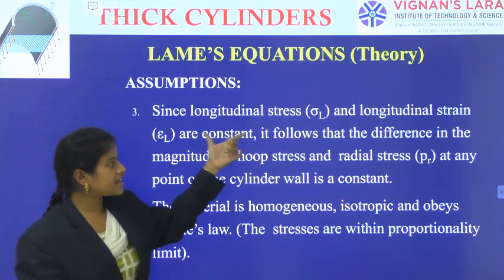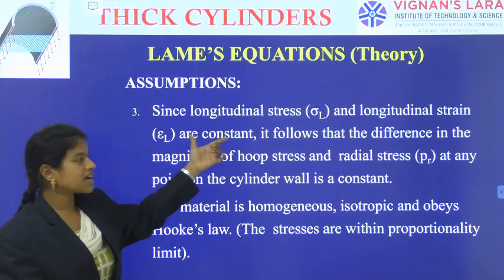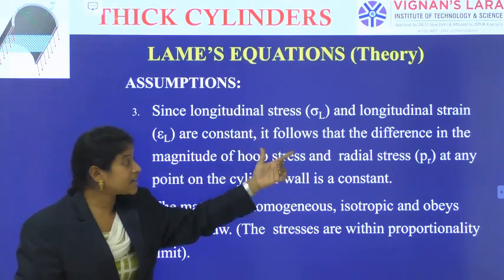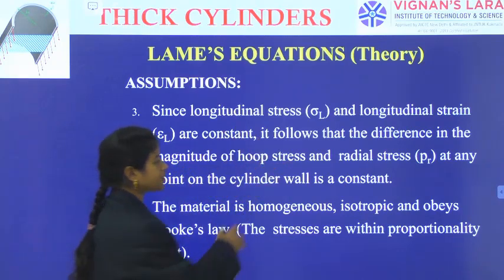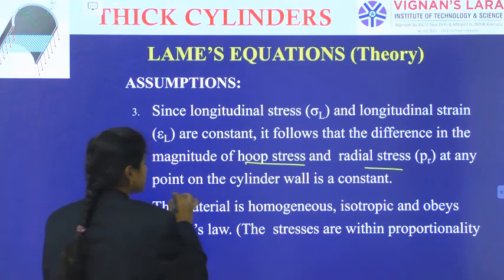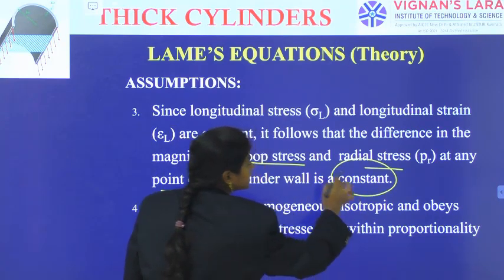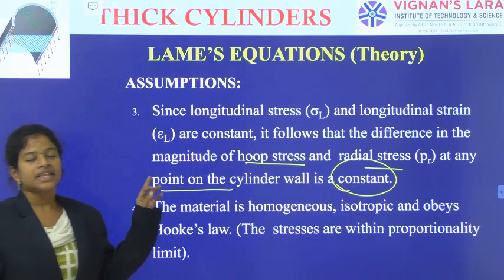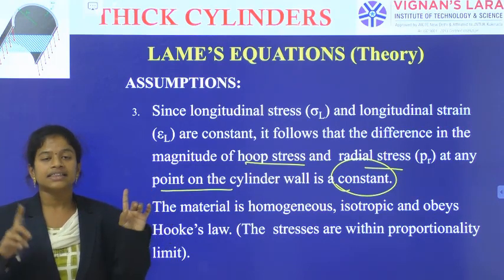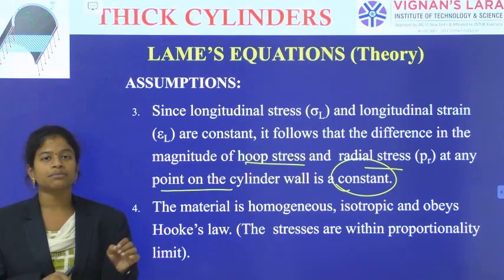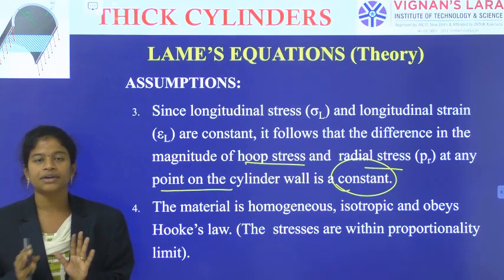The next point is that the difference in the magnitude of the hoop stress and radial pressure at any point of the cylinder is always a constant. This assumption is given because these two values, longitudinal stress and longitudinal strain, are constant.